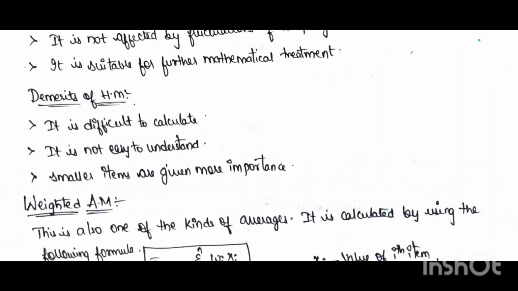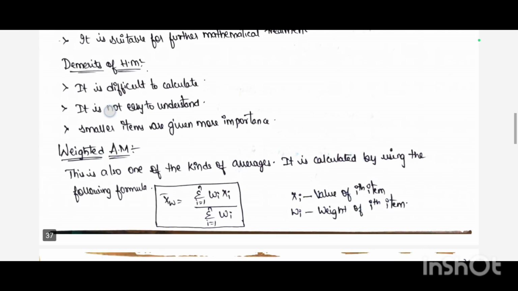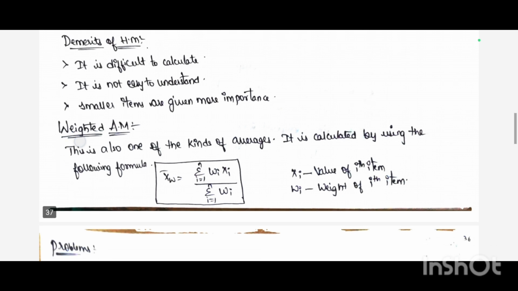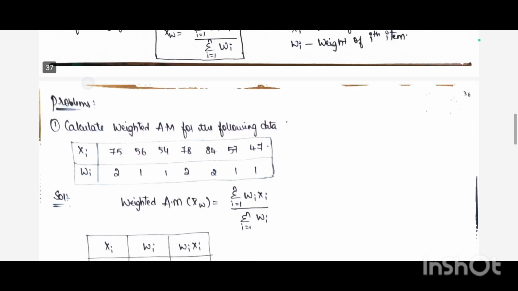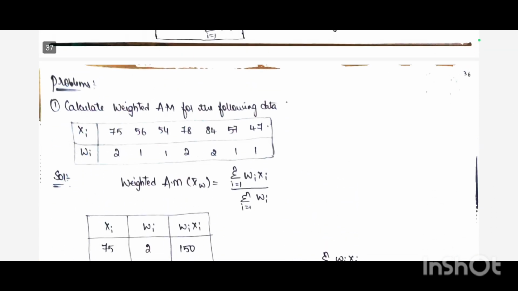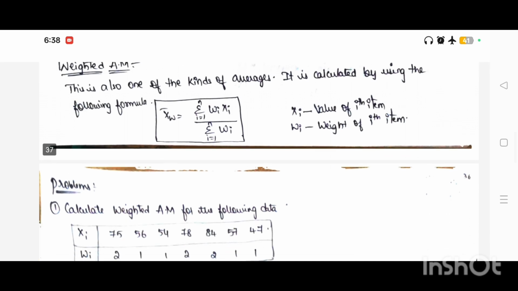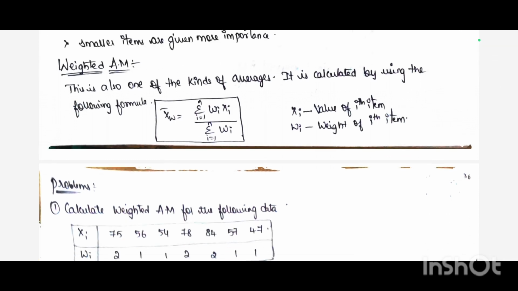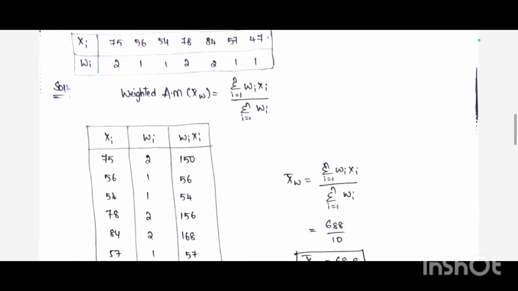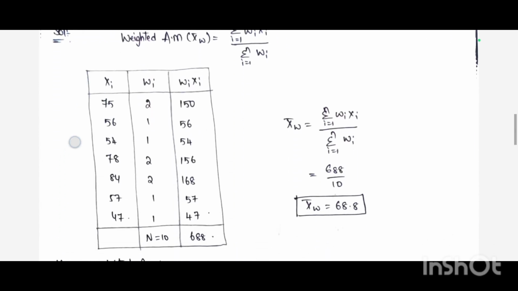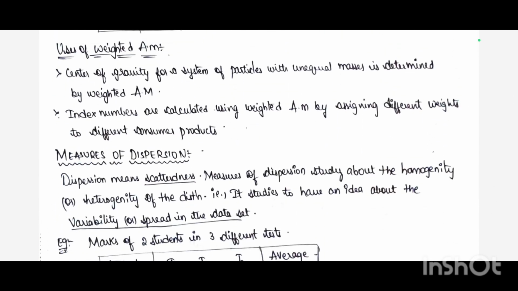Okay. So similarly, we have the weighted arithmetic mean calculation also. Here the weights are given just like our frequencies. You have to do it for discrete frequency data and the calculations like that. You can see this one also. Next, uses of weighted mean and so on.